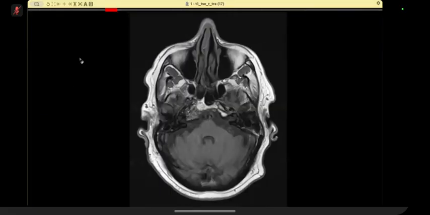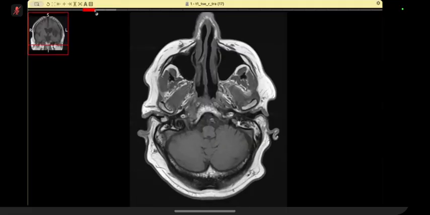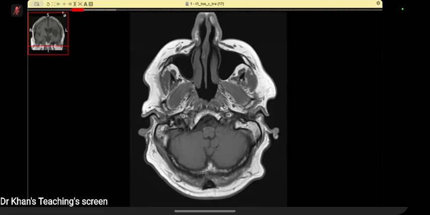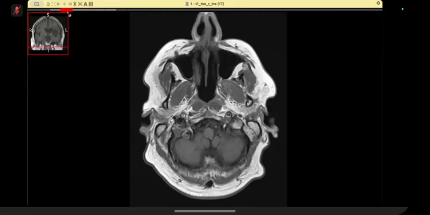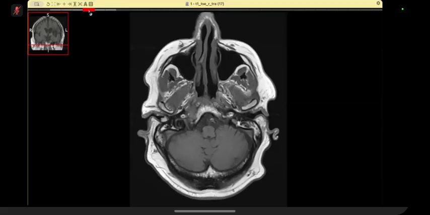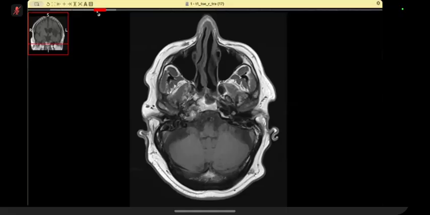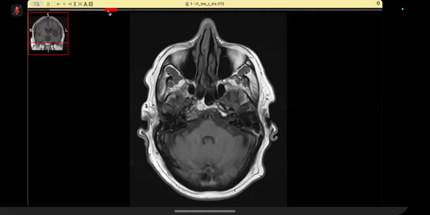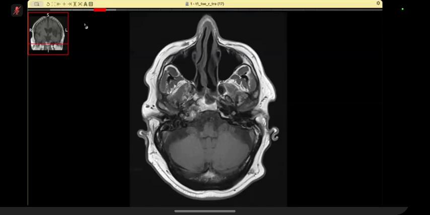T1. Yeah, so it seems bright on T1. You can scroll it. So it's iso to high on T1. Can I have a DWI?